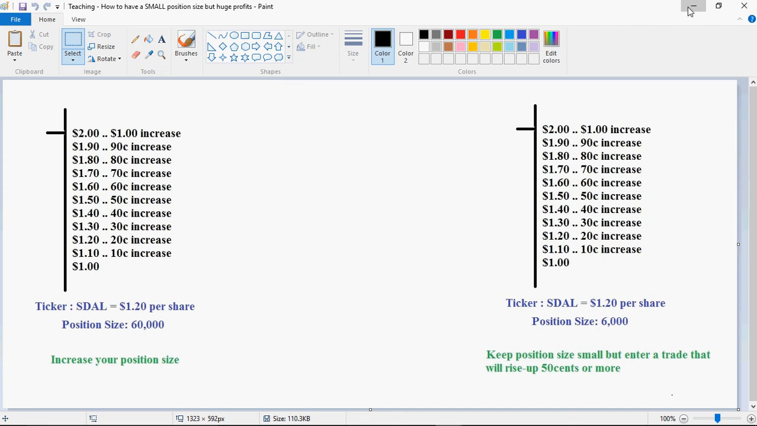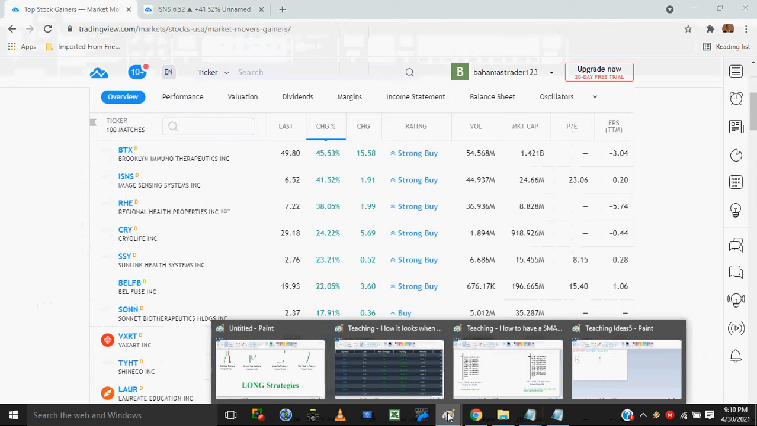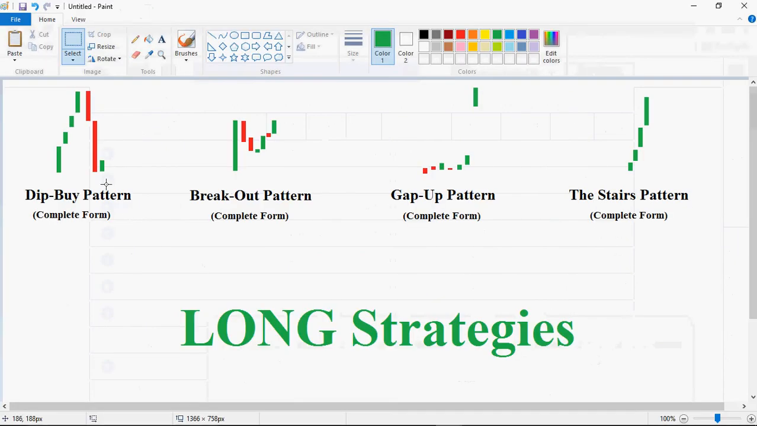to do that, the tickers that you find, you have to make sure that they resemble one of these patterns, because if not, it's not going to rise up 50 cents or more. Why these patterns? These patterns will rise up 50 cents or more. All of these. I'm going to show you all. Once it breaks out, you're going to see how far up it goes. And it goes 50 cents or more.